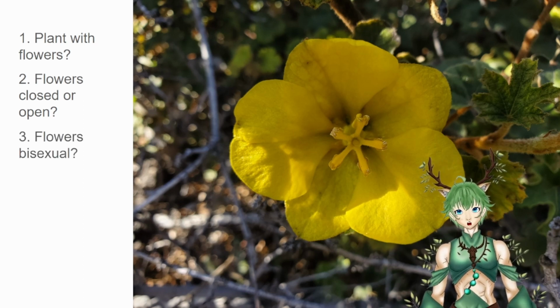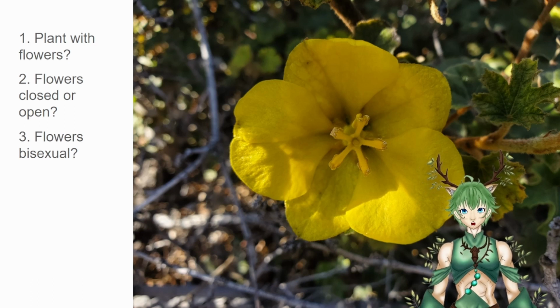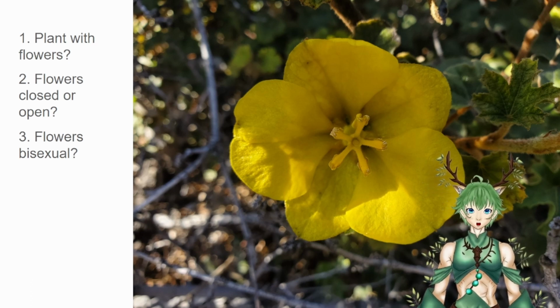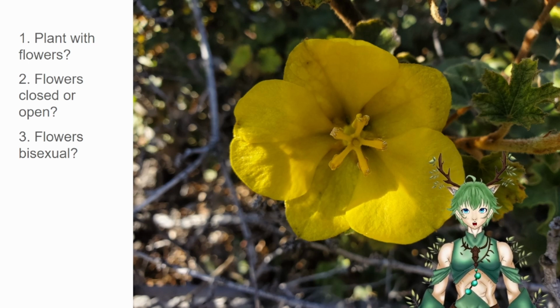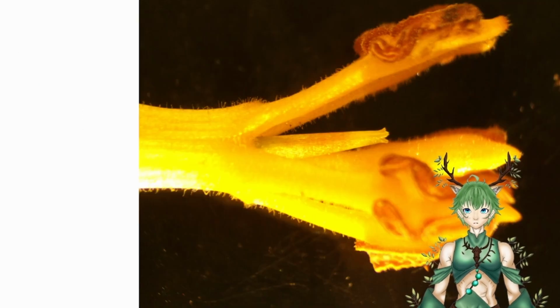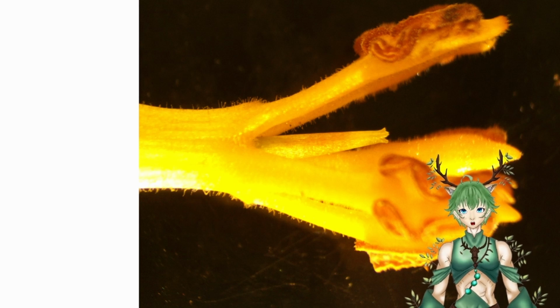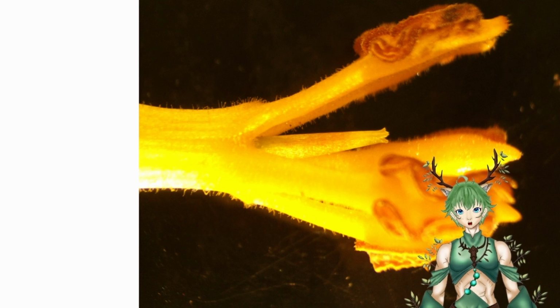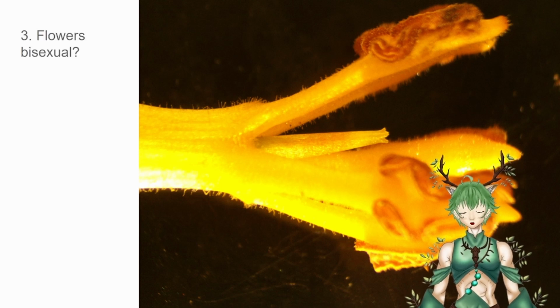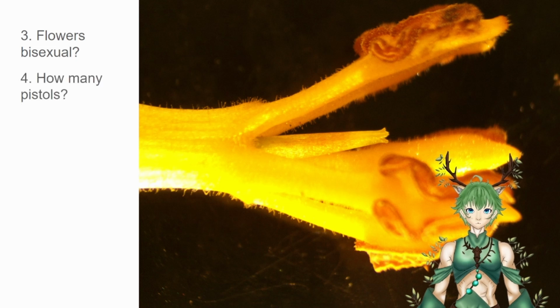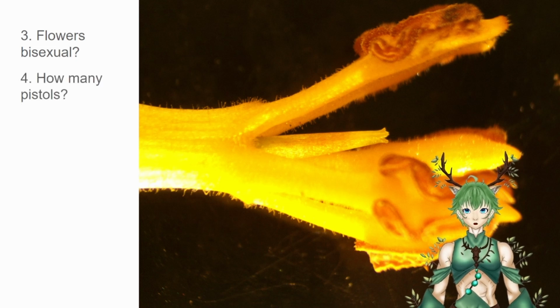And then we're asked, is the flower bisexual or is it unisexual? And it is bisexual, as we can see here. So here we have our anthers and our pistil. The pistil is lobed, as you can see there. So yes, our flowers are bisexual. How many pistils? One pistil.